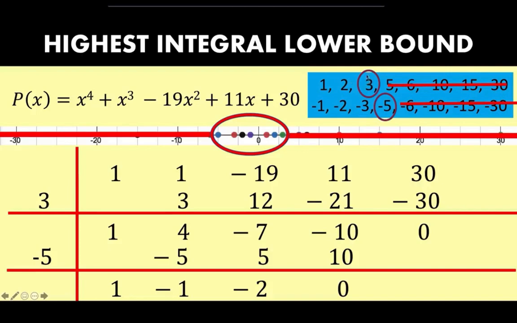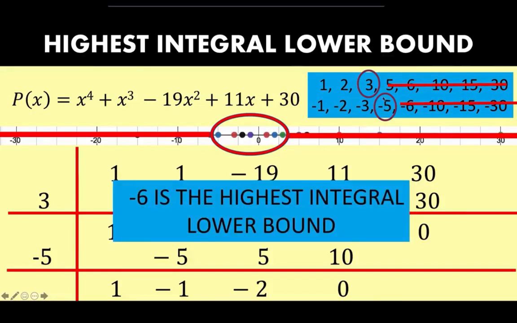We are looking for that other positive root. We are looking for that other negative root. If negative 5 is a root, and if negative 6 is a lower bound, then anything to the left of negative 6 cannot be the root. Negative 6 now must be the highest integral lower bound. There is no more number greater than negative 6 that can be a lower bound for the roots of this polynomial function.